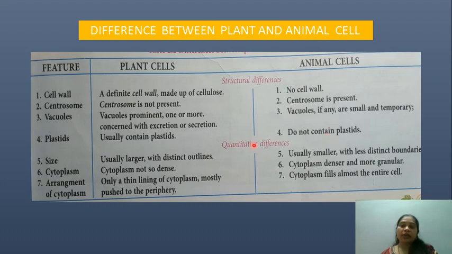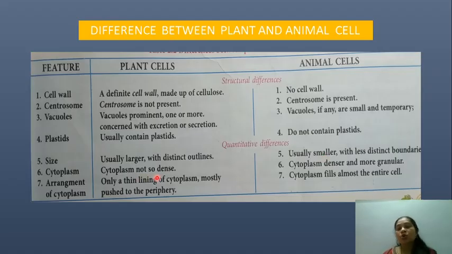Now the quantitative differences. Size. What did you see about the size of the plant cell? We can say that the plant cells are larger. Okay, they are bigger in size with distinct outlines. Why distinct outlines? Because of the presence of the cell wall. Okay, now animal cells don't have a cell wall, so they are smaller in size with less distinct boundaries. Because it does not have a cell wall, the boundary is not as clear as in the plant cell.